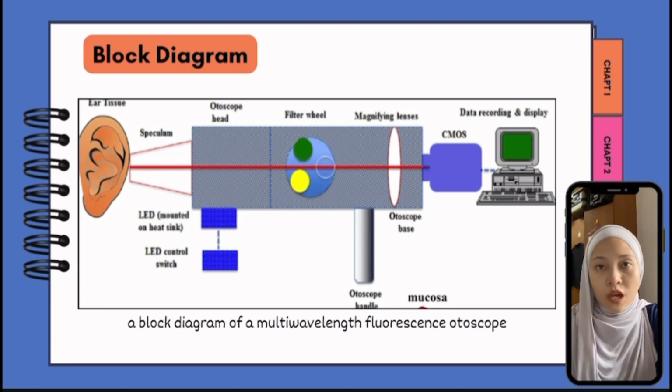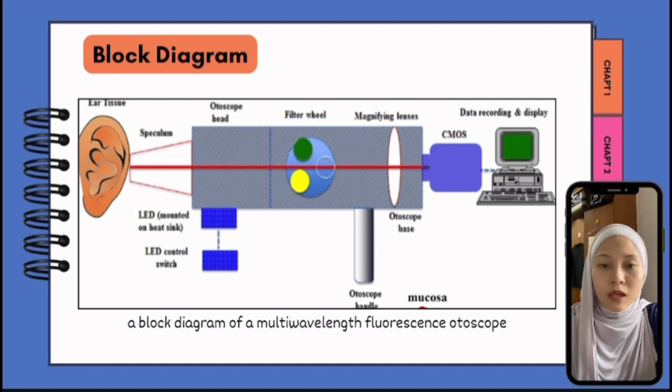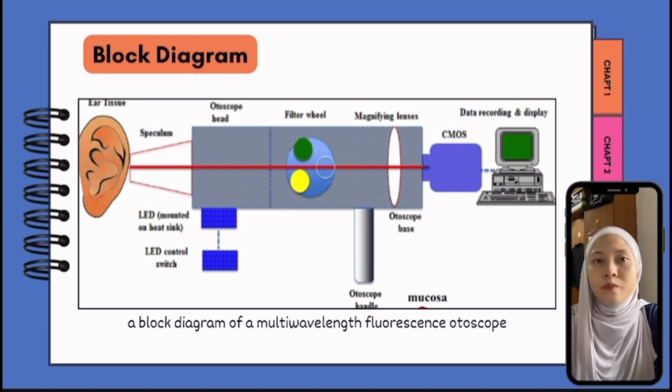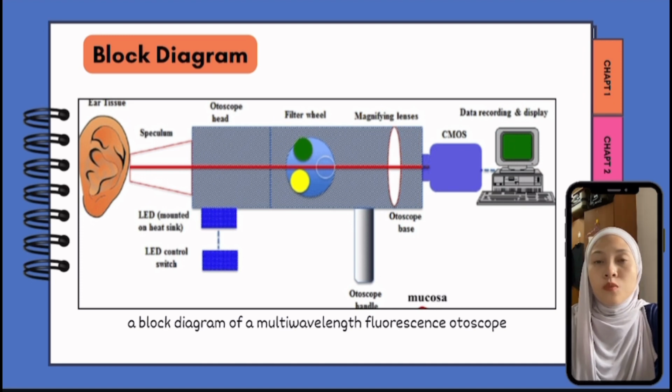And then the CMOS camera. This camera captures images of the ear canal and the eardrum illuminated by the different wavelengths of light. And then it has the otoscope base. The base of the otoscope likely consists of a battery or power supply and other electronic components. Next is the mucosa, which refers to the mucous membrane that lines the inside of the ear canal.